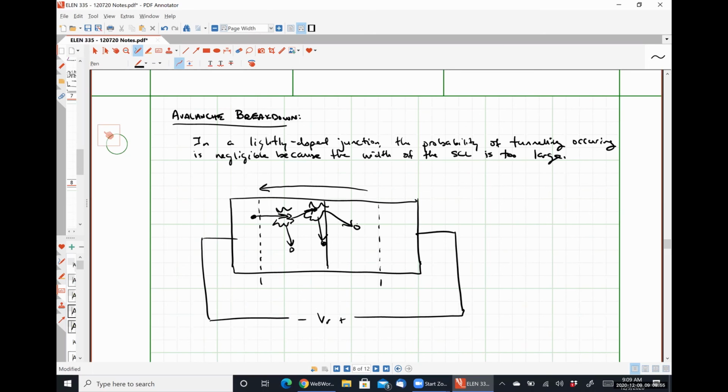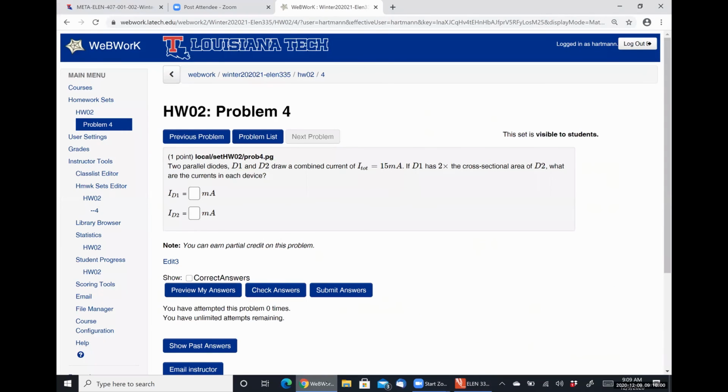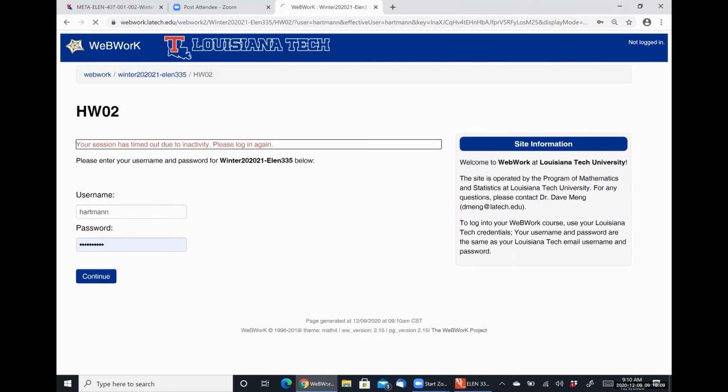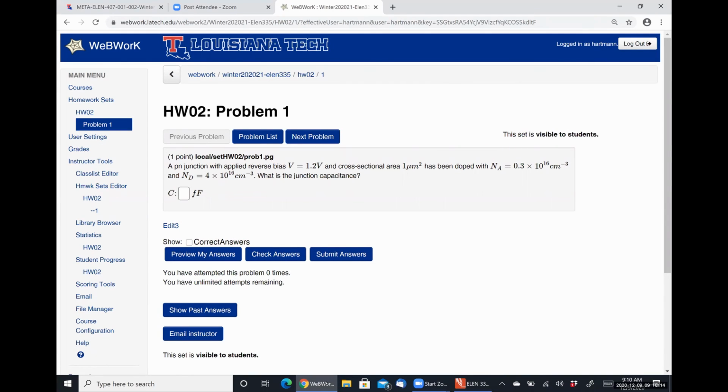All right, we're 5 minutes early today, so let's look at the Webwork problems real quick. Problem 4, we've talked about, it was pretty easy. Problem 1, you should be in a position to be able to solve that now. It's a reverse bias PN junction with a particular cross-sectional area, you're given the dopant concentrations, and you want to find the junction capacitance. So that should all be fair game.